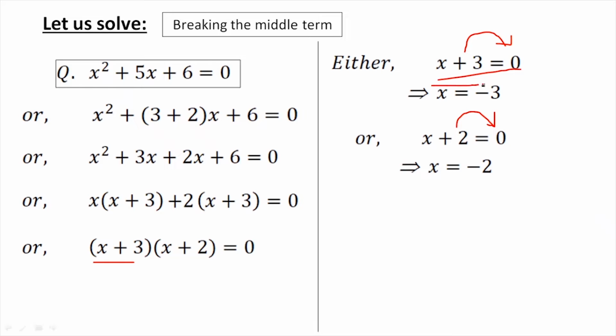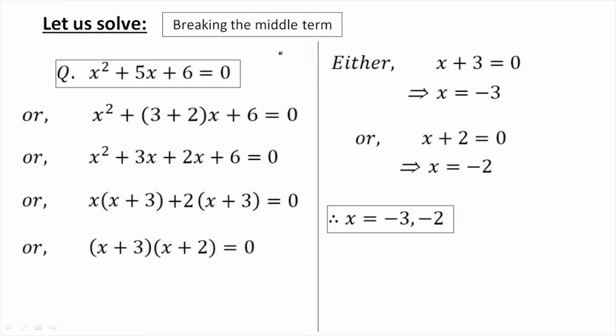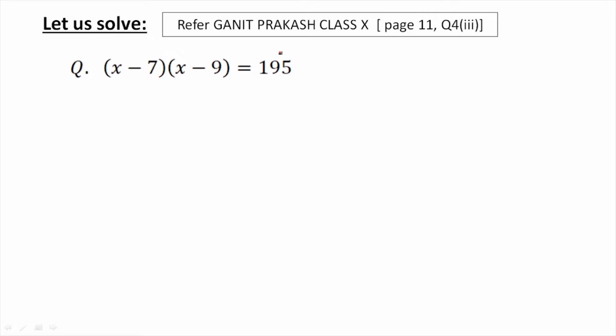So what are the values of x? The values of x are x equals minus 3 and x equals minus 2. Therefore x equals minus 2 and x equals minus 3 are the required answer for this quadratic equation. So this is how we do breaking the middle term. Okay, let's see one more example.